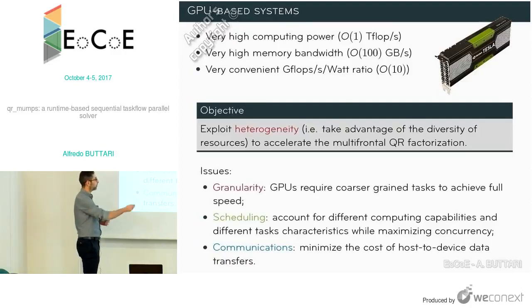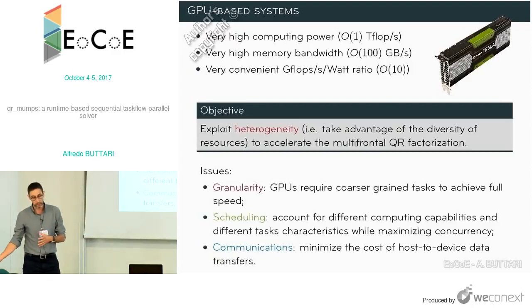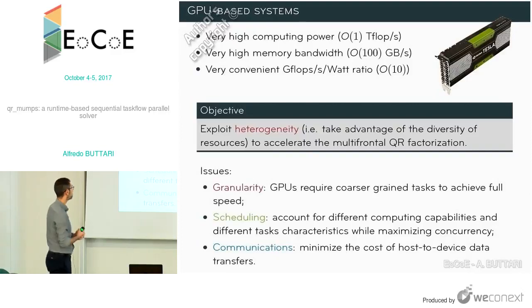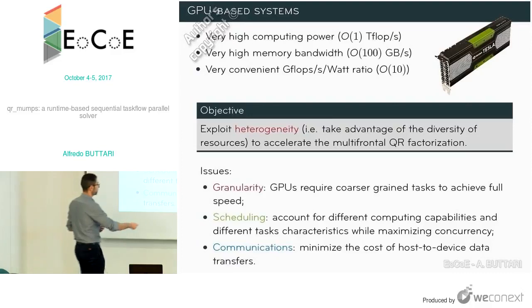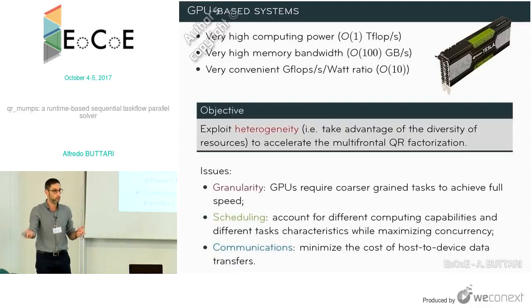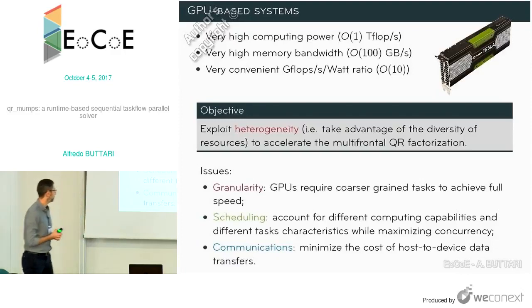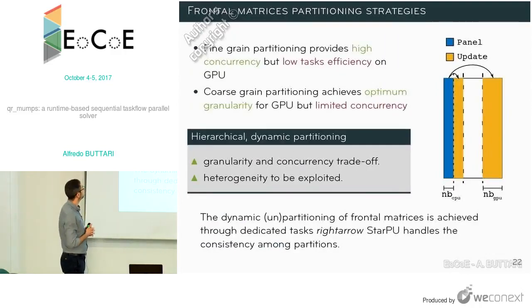And then we have a scheduling problem, because now we have units which have very different speeds and very different capabilities. So we have to decide who does what. And then we have communications, because we have to move data from CPU memory to GPU memory and the other way around. And of course, we don't want to pay the cost of these communications. All right. So how did we tackle all these issues?